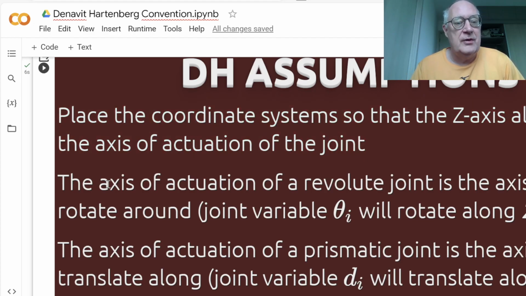The axis of actuation for a revolute joint is the axis that we rotate around. So that will mean that the joint variable theta i will rotate along the z-axis that is attached to link i minus 1. And the axis of actuation of a prismatic joint is the axis that we translate along. In that case, we have a joint variable d i, which translates along z i minus 1.